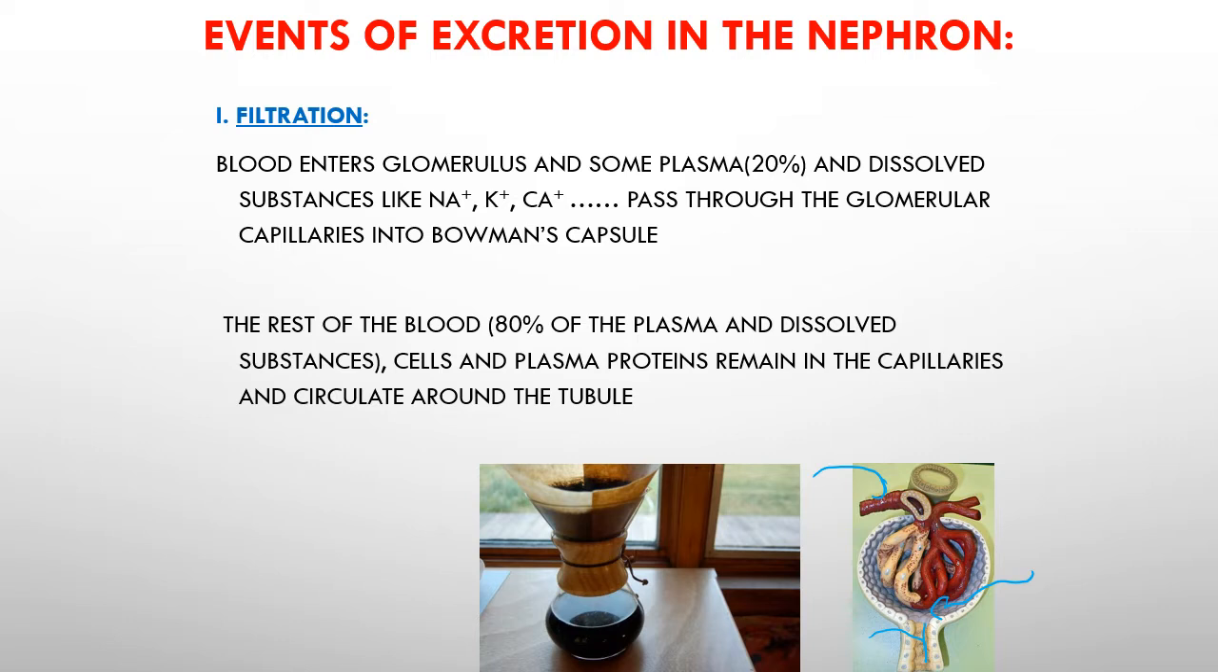Things like our red blood cells, our white blood cells, and proteins for the most part are going to be allowed to stay in the blood itself. That's going to then exit through the glomerulus, through the efferent capillaries, and then those capillaries are going to end up going down through the peritubular capillaries, where we can then start the next process.